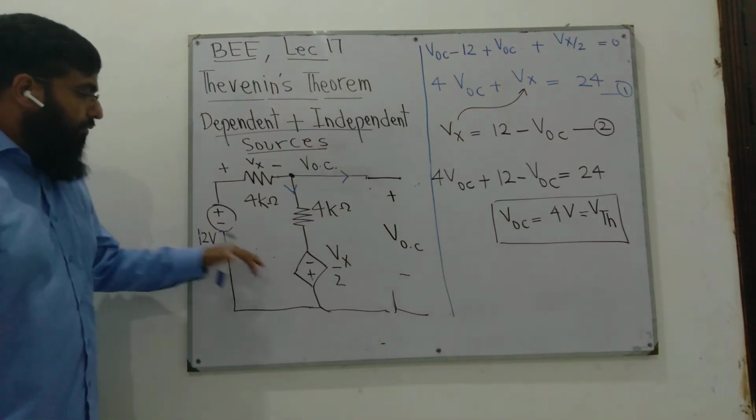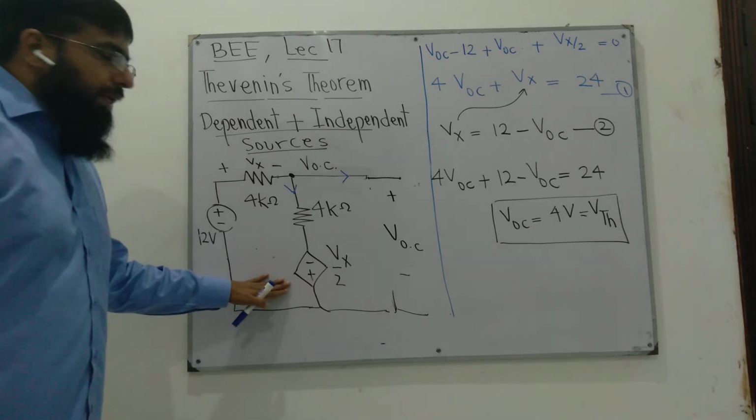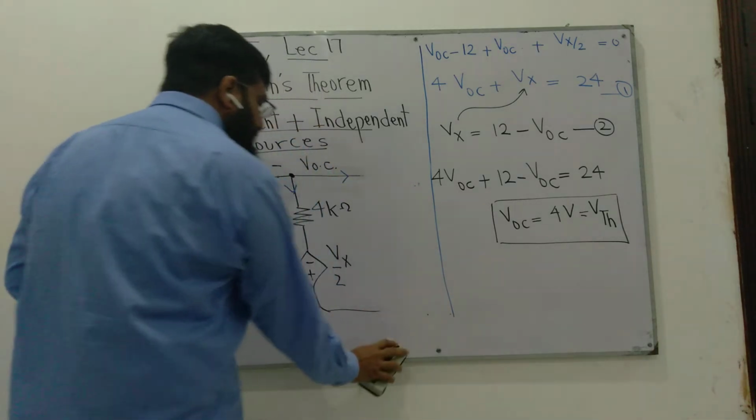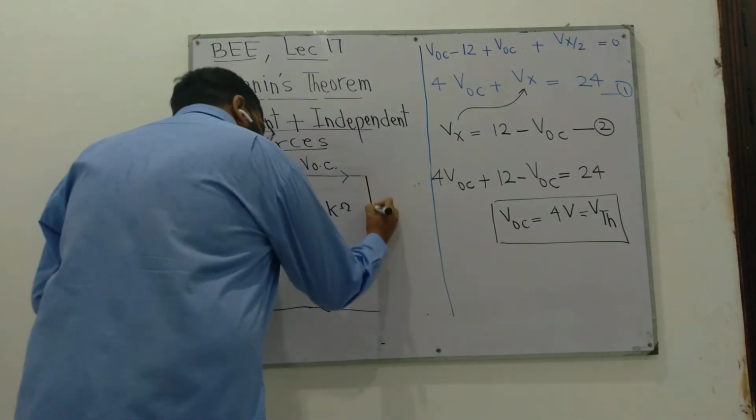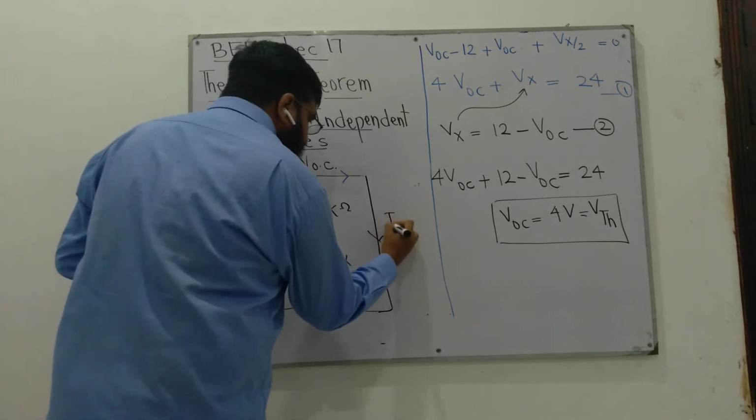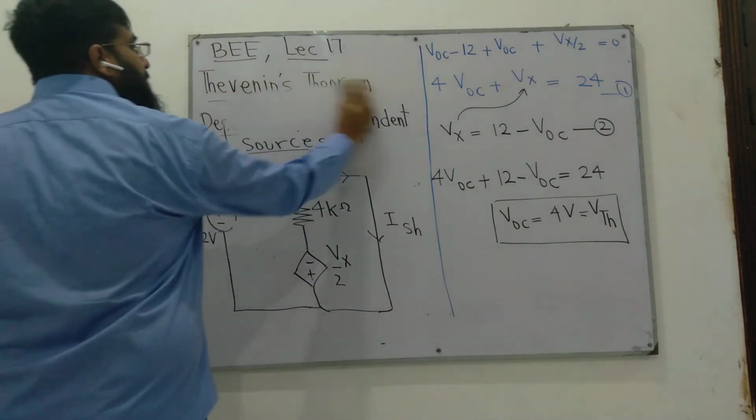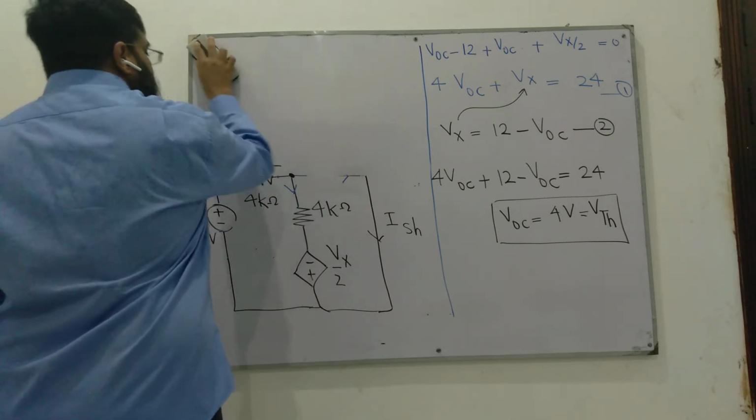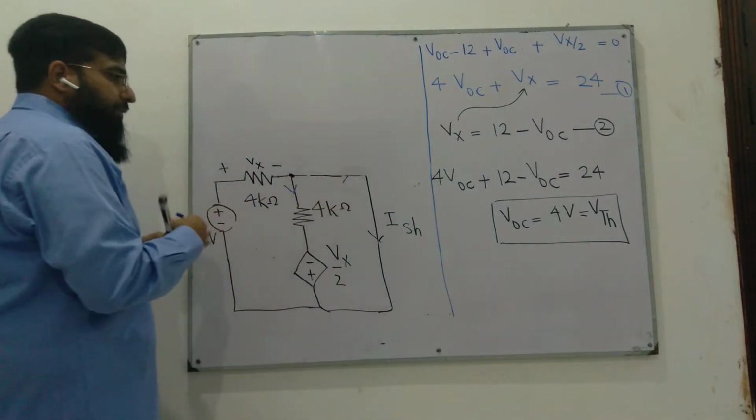Unlike the circuit where we have all independent sources, when we have at least one dependent source, we need to apply a different technique to find our R Thevenin. We cannot find R Thevenin straight away because we don't know the internal resistance of this source. So instead of finding R Thevenin at open ends, we make this short and find this I short. To find this I short, we can apply node analysis or loop analysis. Let's apply loop analysis here.